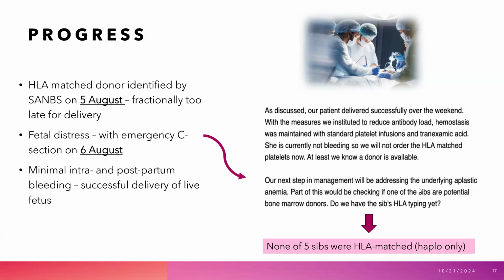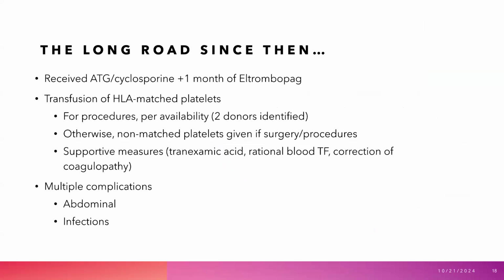Then we again checked whether any of the siblings were a potential HLA match, because the preferred therapy for severe aplastic anemia is obviously a matched sibling transplant. Unfortunately, none of her siblings were HLA matched. So just to end off, the long road since then is that this patient did eventually receive her ATGAM, as I said, in August. She continued the cyclosporin, and we did manage to procure a month of eltrombopag.